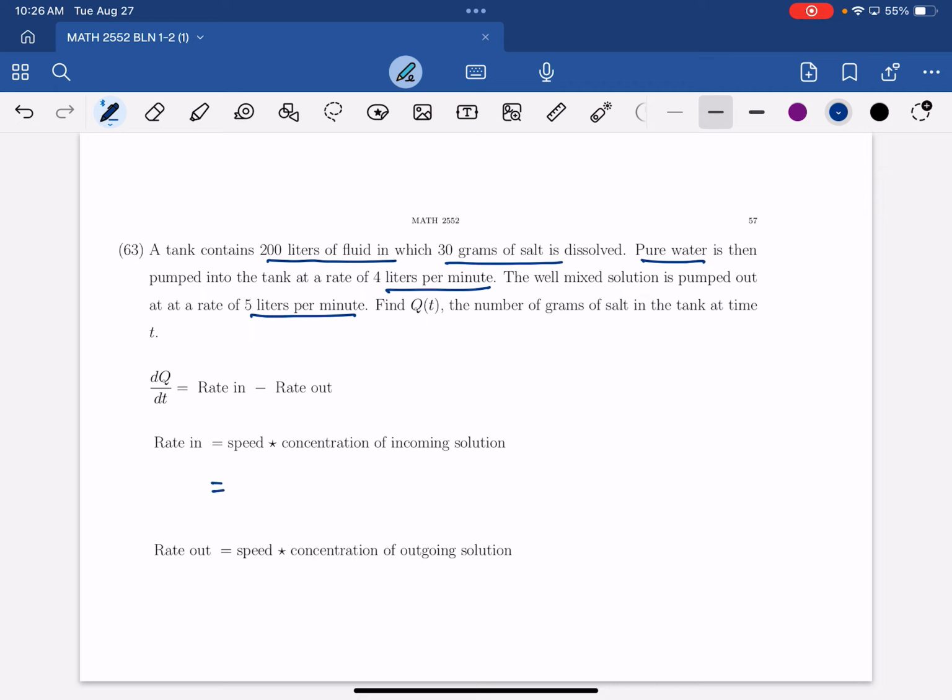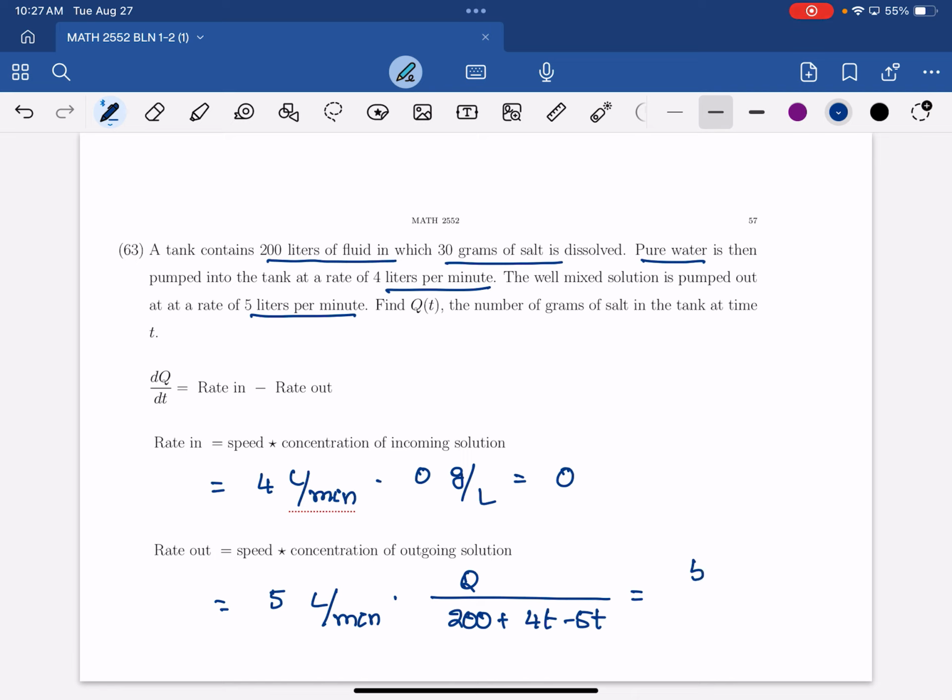Rate in is going to be incoming speed of 4 liters per minute and incoming concentration of 0 grams per liter. The reason being, what is pumped in is pure water, it has no salt in it, so the incoming concentration is 0, which will give you 0 here, right? The outgoing speed is 4, is it 4 or 5? It's 5, so you're going to write this as 5 liters per minute. And outgoing concentration is again Q divided by 200 plus 4t minus 5t. So that's going to be 5Q divided by 200 minus t.